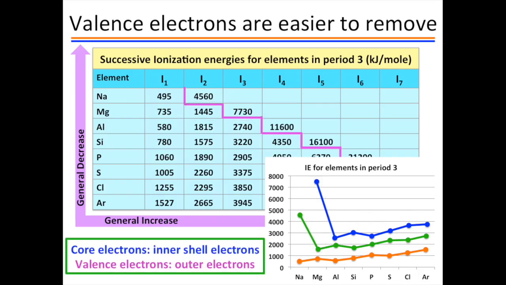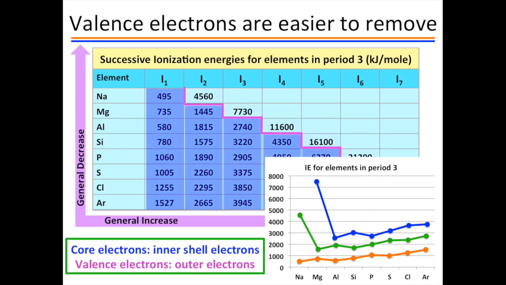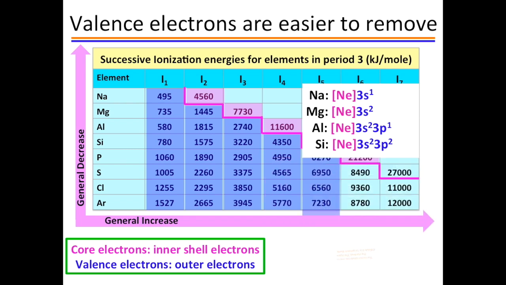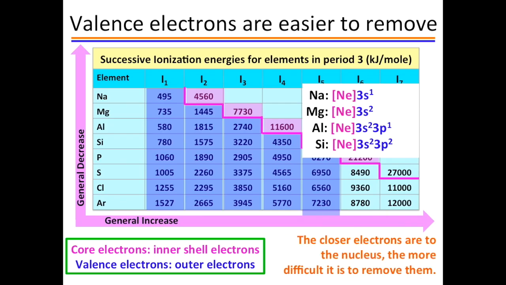This pink line distinguishes the inner shell electrons, or core electrons, from the outer shell, or valence electrons. Remember that we are already familiar with this concept. The valence electrons are shown in the electron configurations, and the core electrons are represented by the inert gas. Core electrons are much more difficult to remove than valence electrons.